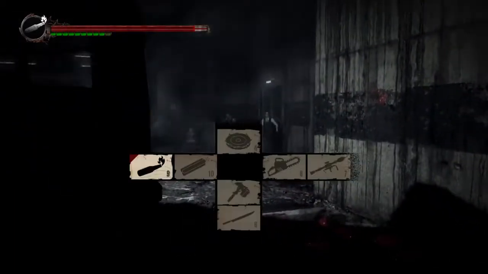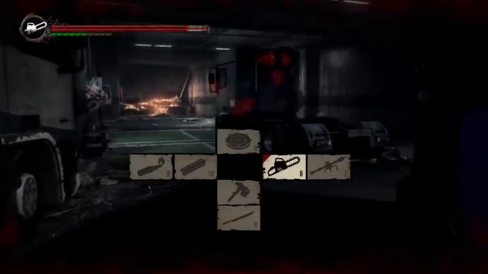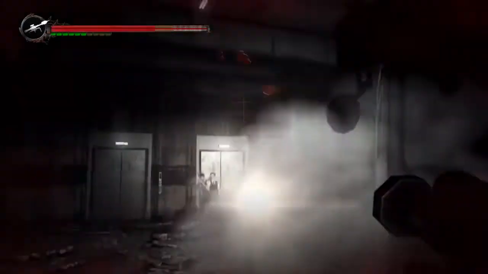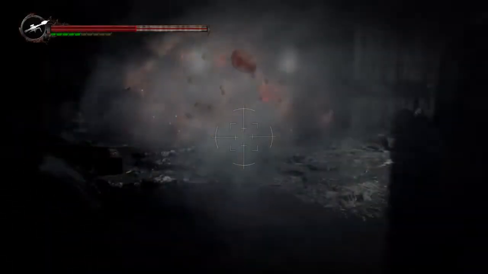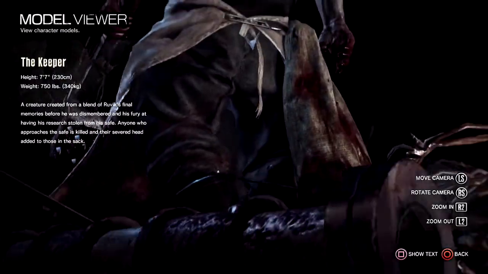The Keeper is indeed the final creature to talk about in the Evil Within 1. He's a tall, ironclad individual who wears a safe for a head. He was born as a combination of Ruvik's final memories that detail Ruvik's fury when he was slowly dismembered after having his research stolen by Marcelo Jimenez.